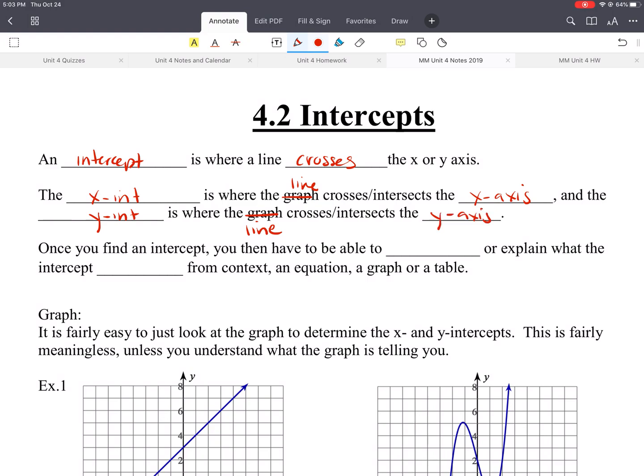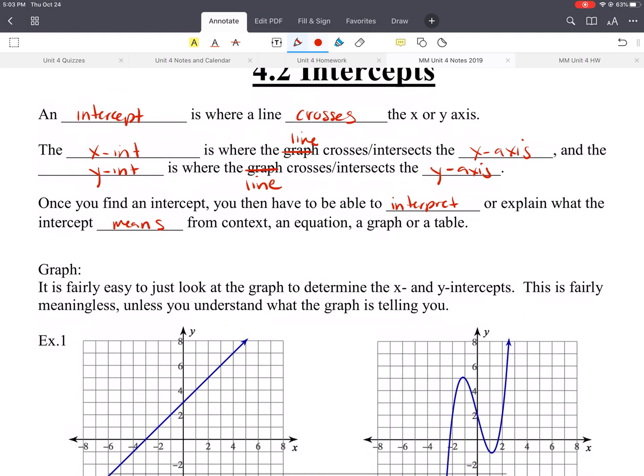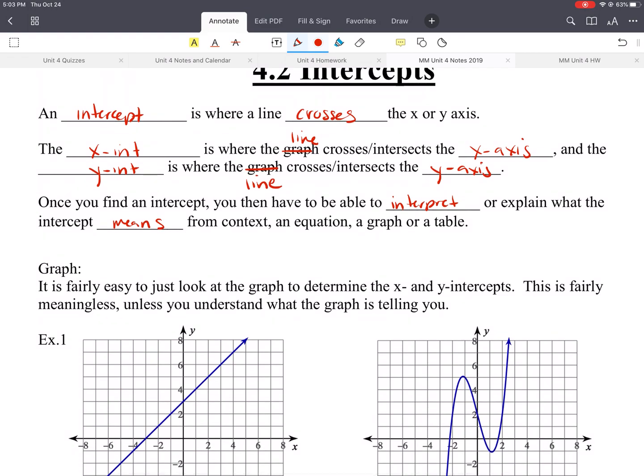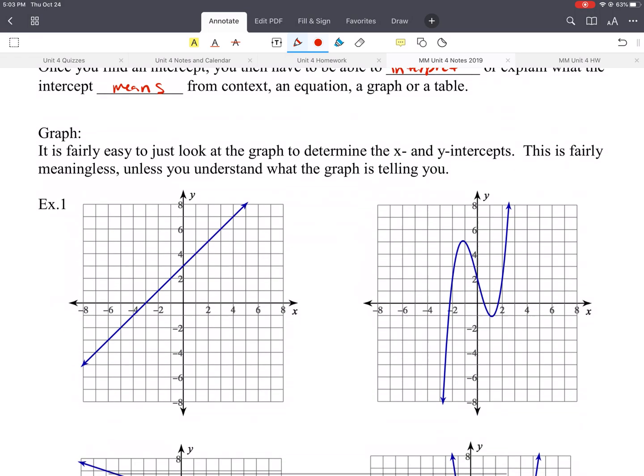Once you find the intercept, you then have to be able to interpret it, or explain what the intercept means. That's really talking about when we have word problems. We're going to start with regular ones, because we can't really interpret it until we know the context. So let's just get started.